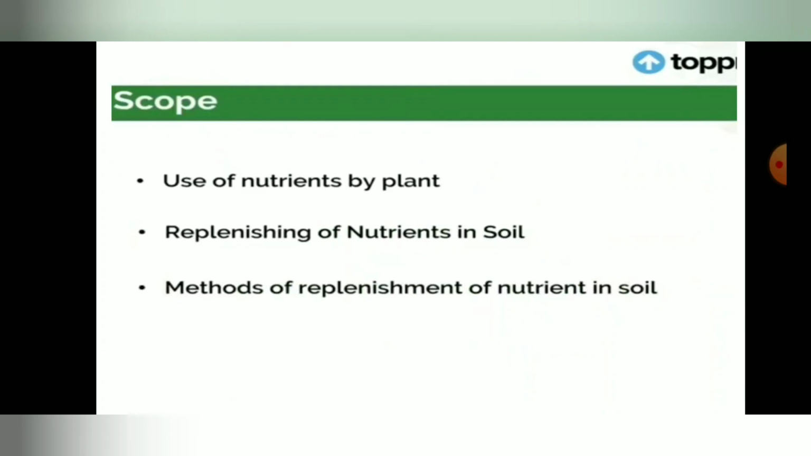So we will conclude this topic. From this topic you have understood the use of nutrients by the plant, replenishment of the nutrients in the soil, and methods of replenishment of nutrients in the soil. So this completes the first lesson.